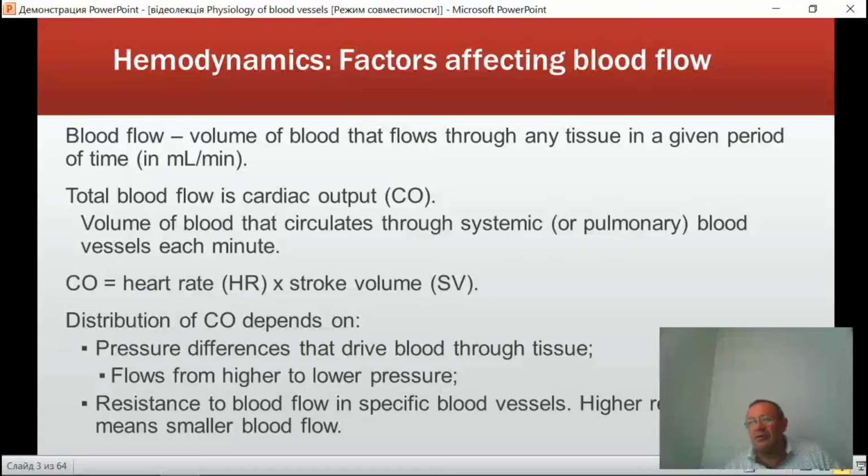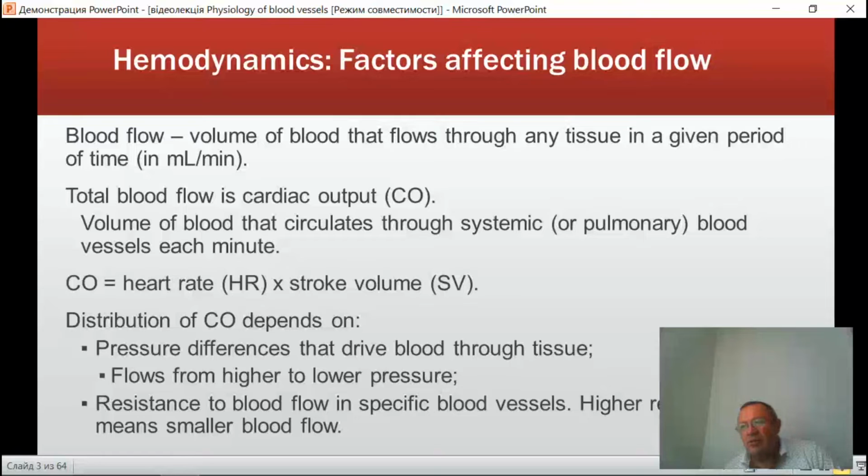Factors affecting blood flow. Blood flow is the volume of blood that flows through any tissue in a given period of time. In units, milliliters per minute.